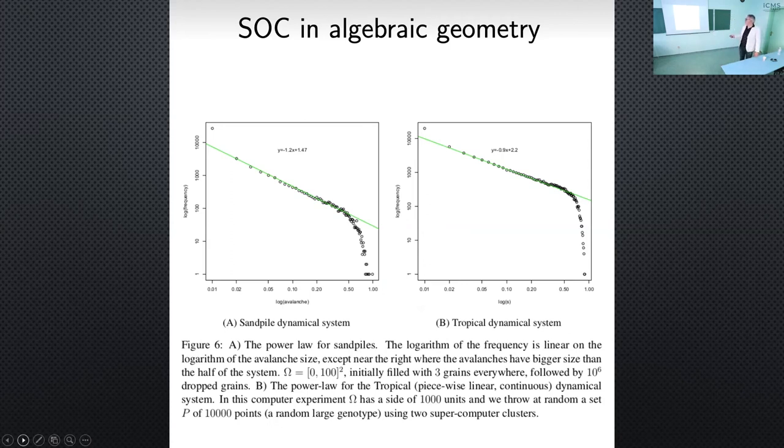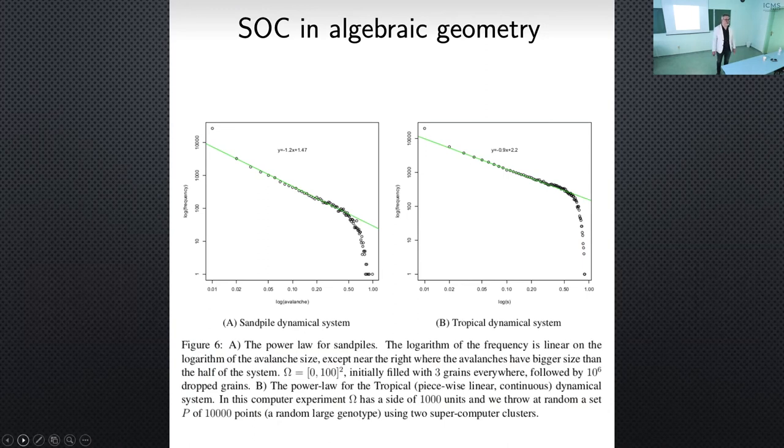And we ran this on a supercomputer as well. And nothing to do with sandpiles anymore. Just a tropical dynamical algorithm reproduces the results. So now we have self-organized criticality in algebraic geometry. But now this is fast to compute. You no longer have to do the cellular automaton. And I will just say that now you can start asking many questions about evolution. You can put evolutionary pressure in these models, etc. Work in progress at my lab.